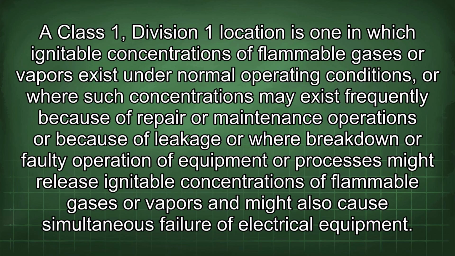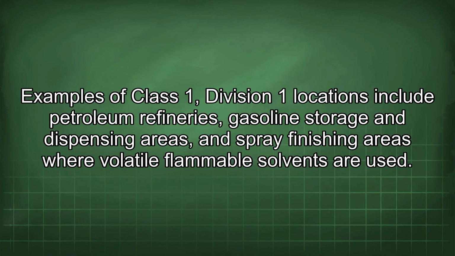A Class 1, Division 1 location is one in which ignitable concentrations of flammable gases or vapors exist under normal operating conditions, or where such concentrations may exist frequently because of repair or maintenance operations, or because of leakage, or where breakdown or faulty operation of equipment or processes might release ignitable concentrations of flammable gases or vapors and might also cause simultaneous failure of electrical equipment. Examples of Class 1, Division 1 locations include petroleum refineries, gasoline storage and dispensing areas, and spray finishing areas where volatile flammable solvents are used.